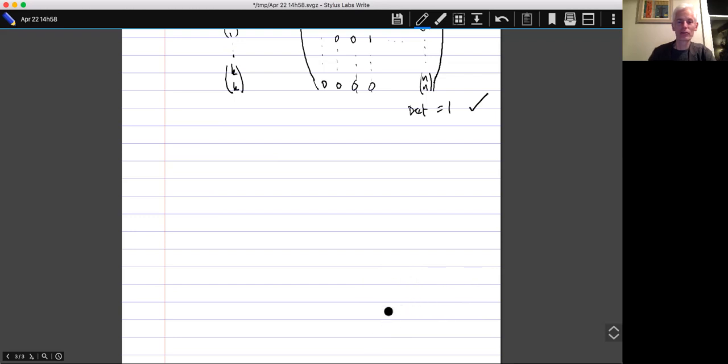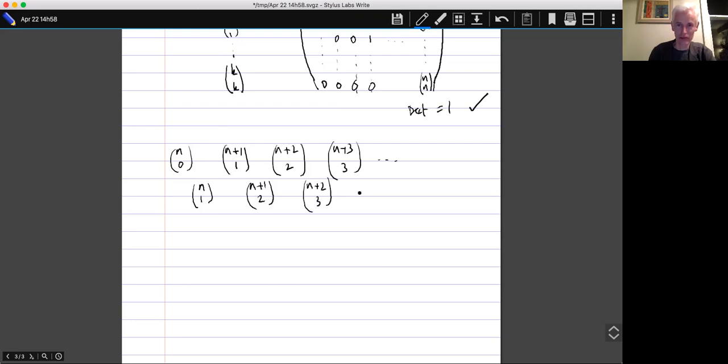Because the column was not n choose 0, n choose 1, and so on. It was n choose 0, n plus 1 choose 1, n plus 2 choose 2. And now Vandermonde's theorem is going to work. So n plus 3 choose 3, etc., etc. I'm writing the column as a row. So now what happens if we take differences? We get, by Vandermonde's theorem, n choose 1, n plus 1 choose 2, n plus 2 choose 3, and so on.